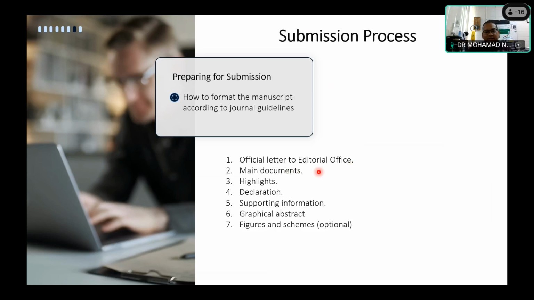Highlights is the same thing that I give it to you. So what you want to highlight in your thesis is a piece of paper. It's okay. And declaration, normally the journal have their own declaration forms, so please fill in the forms, or just prepare one page about the declaration. It's a very simple declaration. It's no conflict of interest among the authors.